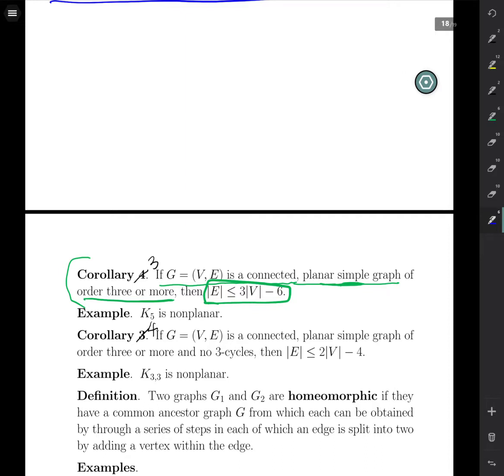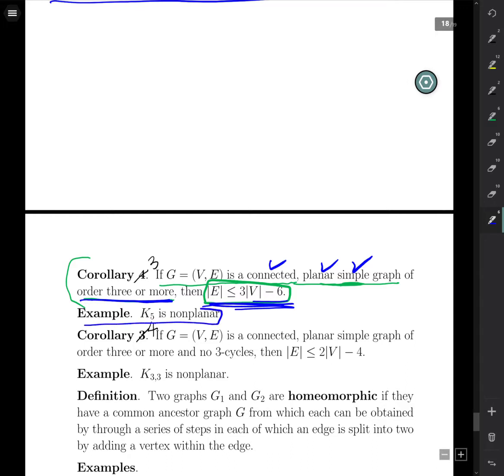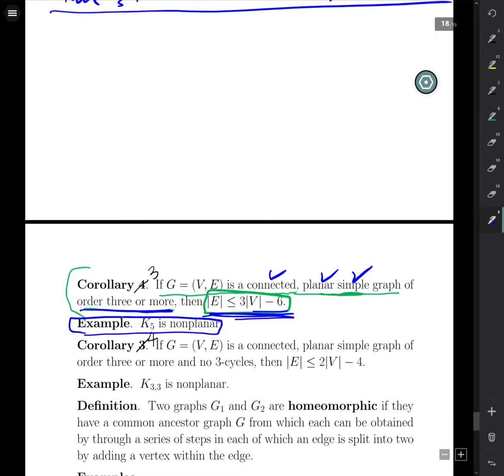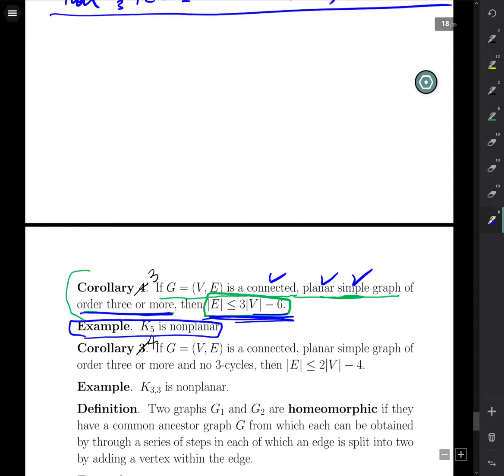In the last video, we completed the proof that in a connected planar simple graph, so no loops or multiple edges, with order 3 or more, at least 3 vertices, the number of edges is less than or equal to 3 times the number of vertices minus 6. What I want to do is use that to show that K5 is non-planar without doing any heroic manipulation of the edges, but rather just counting the number of edges and vertices to show it's non-planar.